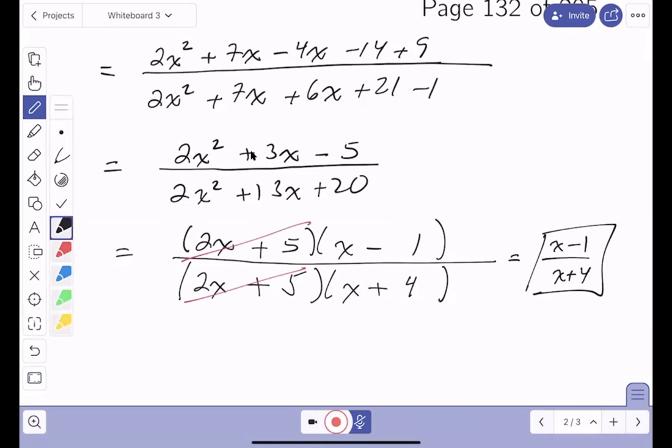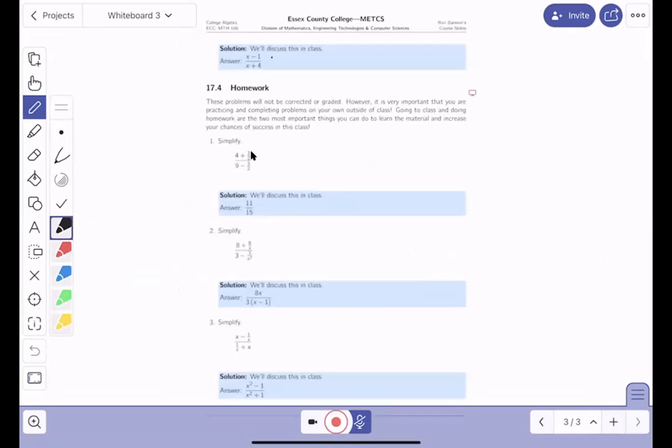All right. What are we going to do now? Look at the answer key. And we should see x minus 1 over x plus 4. Right there.